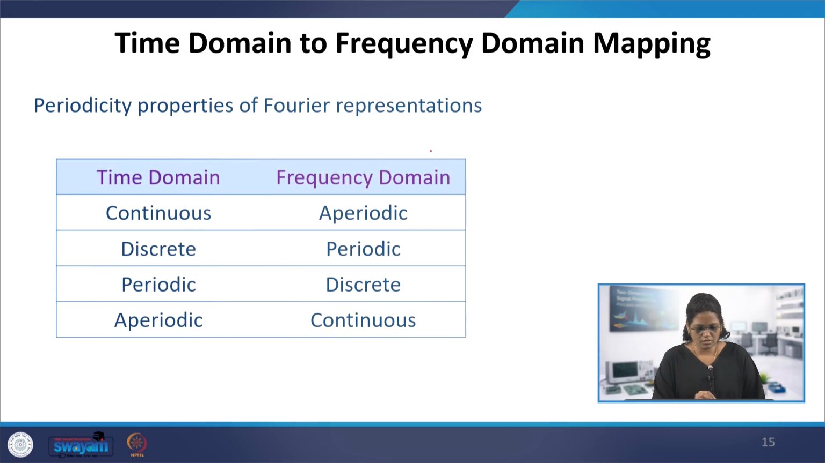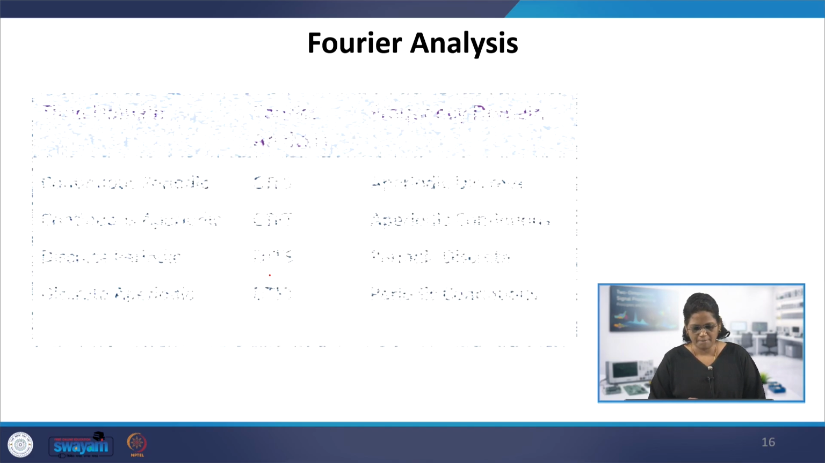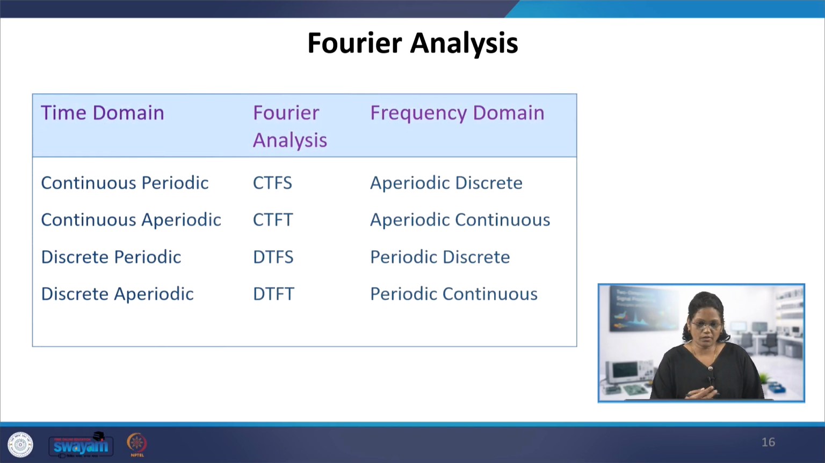This is known already, the Fourier time domain and frequency domain mapping. If you analyze a continuous time signal with the Fourier transform, it gives aperiodicity in the frequency domain, and a discrete signal would result in periodicity. Periodic would result in discrete, and aperiodic would result in continuous. It's just a mapping from the time to the frequency domain. So it depends on what type of signal you have, and which Fourier analysis we have to choose to get into the frequency domain here.